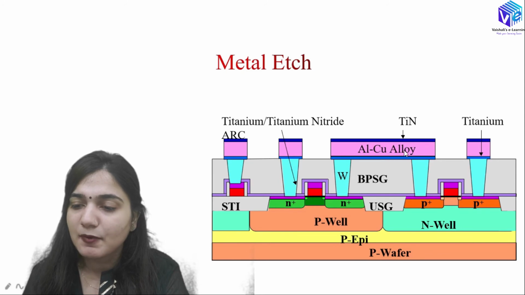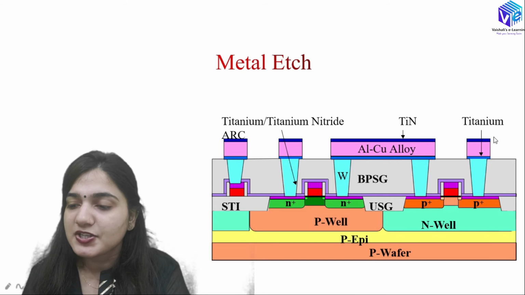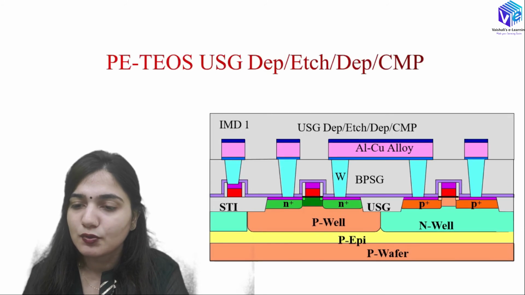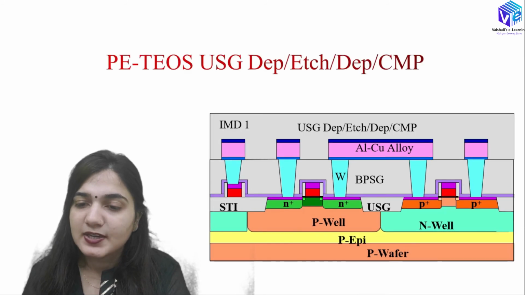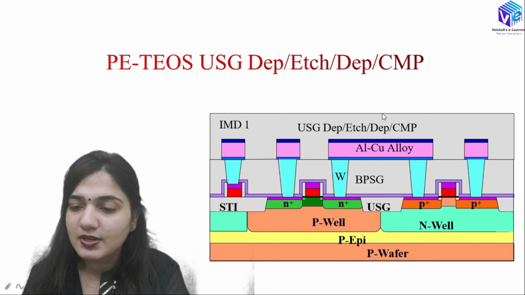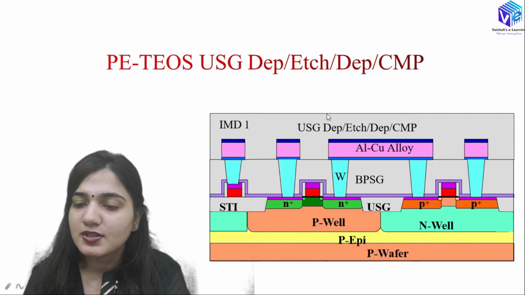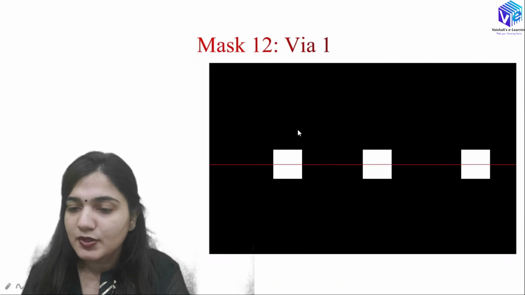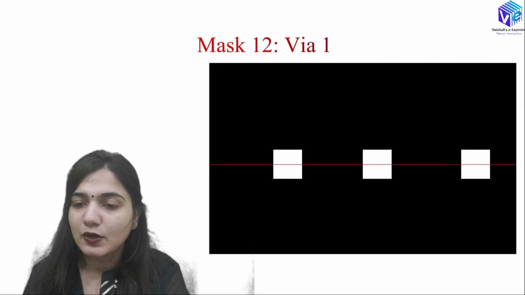So here, with the help of aluminium copper alloy etching, I am going to make the trenches over here, right? With the help of PETOS USG deposition, first of all I am going to deposit USG, then etch it out, and then deposition, and then CMP. So this is how I will be getting a planar deposition of the USG layer. So this is my IMD layer. This is called the IMD layer.